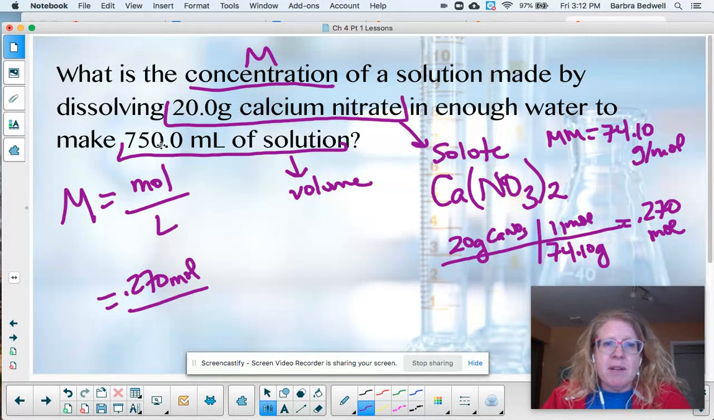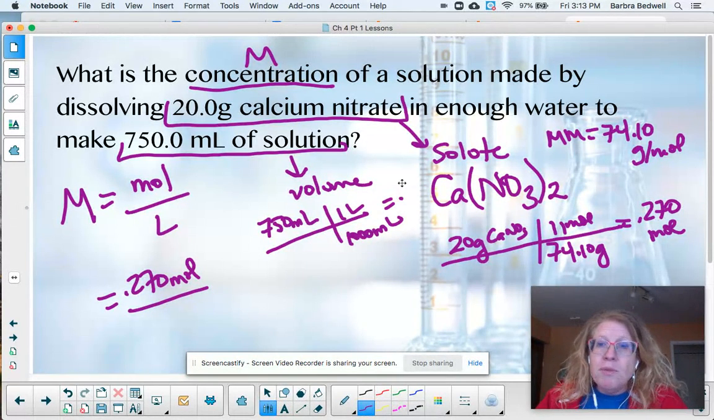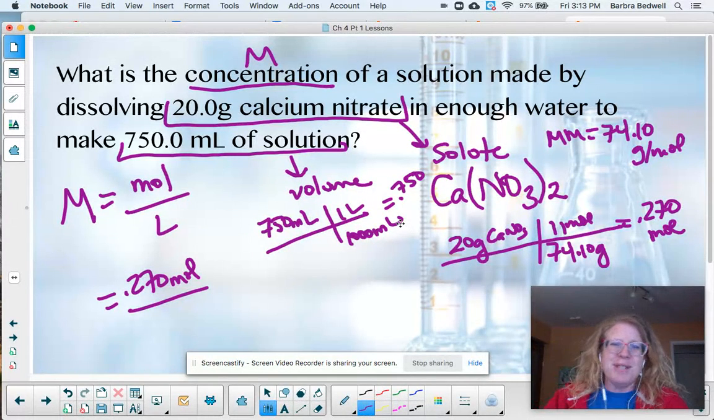All right. I need liters for the bottom. So I'm going to take my 750 milliliters and convert it. Here's the long way, and I'll show you the short way. 750 milliliters, 1,000 milliliters equals 1 liter. Basically, you move the decimal place over 3 places, 0.750. You don't have to show this every time once you get used to it.